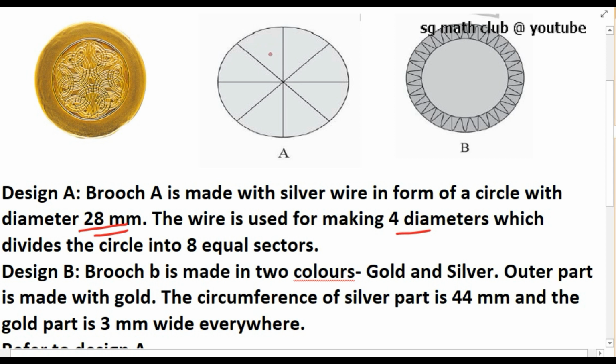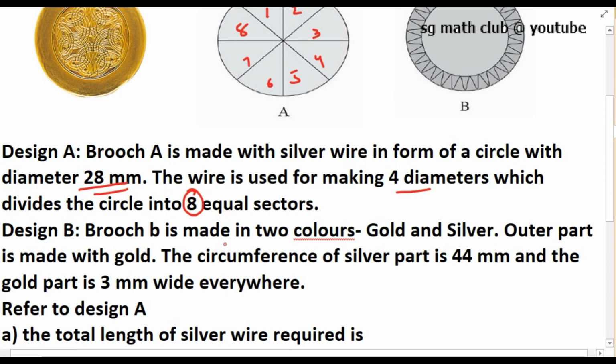So total 4 diameters you can see, and the length of each diameter is 28 mm, and they divide the circle into 8 equal sectors. So these 3 things you have to keep in your mind. The length of the diameter is 28 mm, there are 4 diameters, and the wire used for making the 4 diameters will divide the circle into 8 equal sectors.